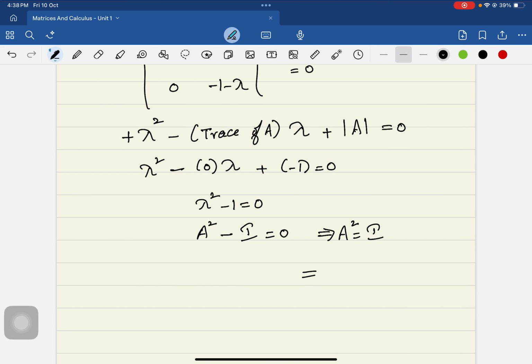Now in the question it was asked to find A power 6. So A power 6 is nothing but A square the whole cube, correct? And A square is already I, and when you multiply I any number of times you will get I itself. Therefore A power 6 is equal to I.